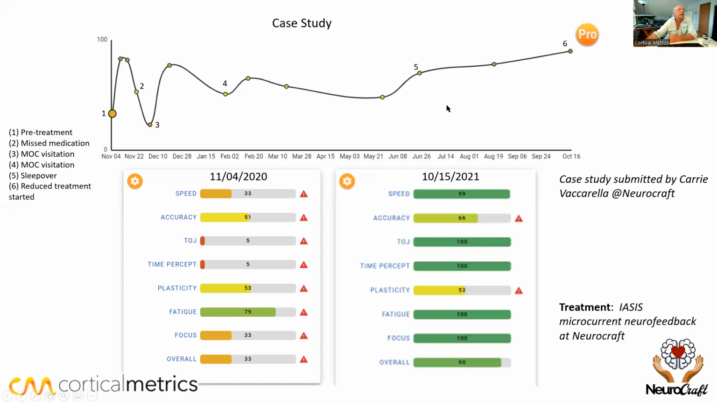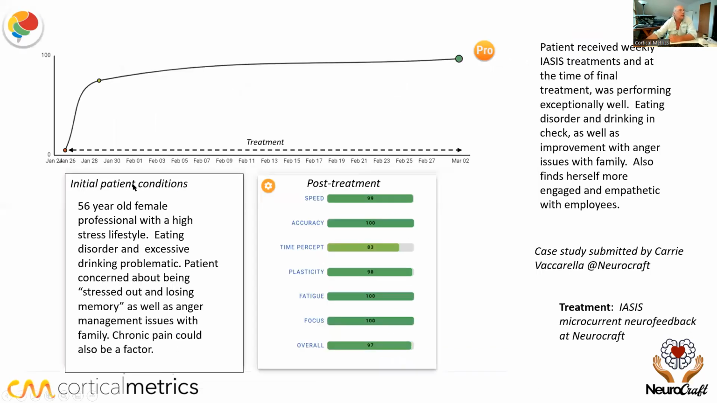Okay, let's take another look at another patient. This was a 56-year-old female with a high stress lifestyle. She had eating disorders and she was excessively drinking. The patient was concerned about being stressed out and losing her memory, as well as having some anger management issues. So her score was really pretty bad when she started. Immediately started treatment. Treatment got much, much better, and she ended up doing exceptionally well. This just sort of gives you some encouragement how well the brain gauge works and how sensitive it is.